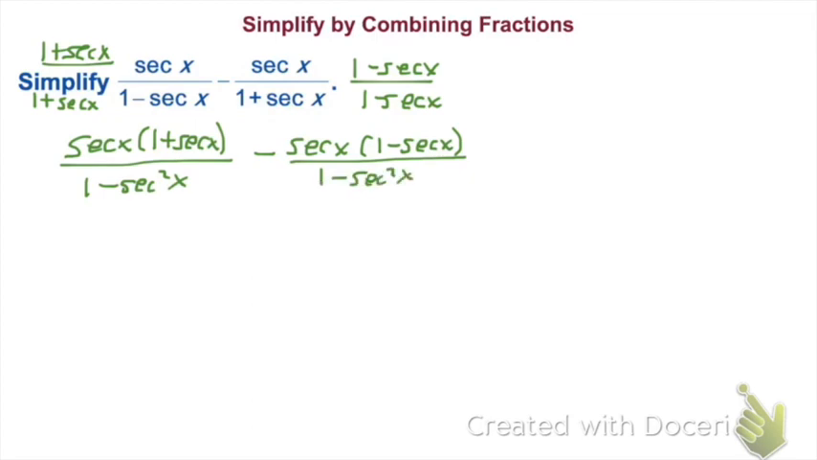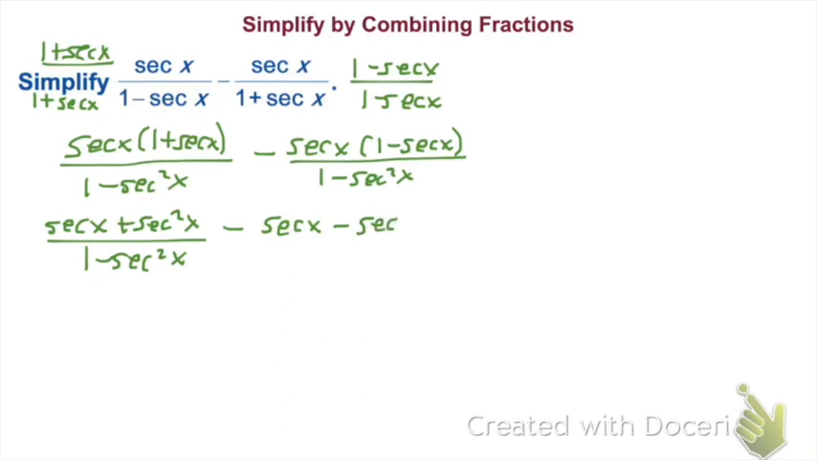We can do some manipulations. I'm going to multiply the secants in first on both of these. So we have secant x plus secant squared x over 1 minus secant squared x. We're going to subtract off secant x, and we have a negative secant squared x, all over 1 minus secant squared x.